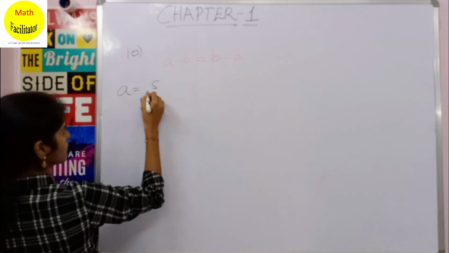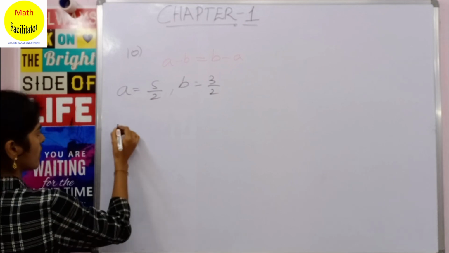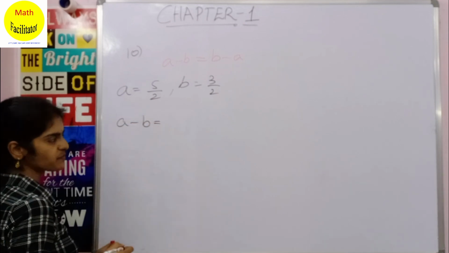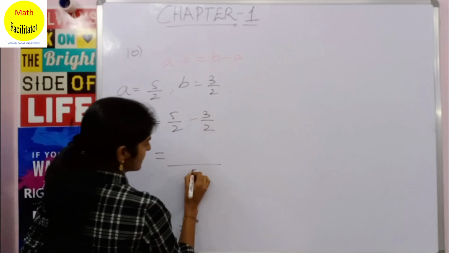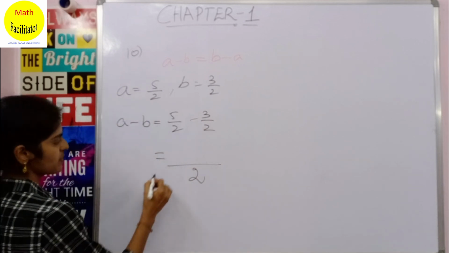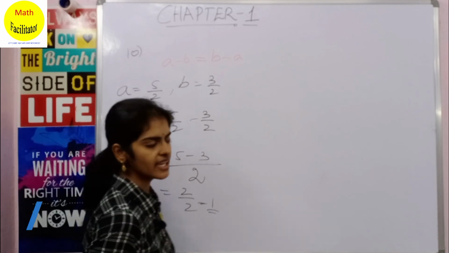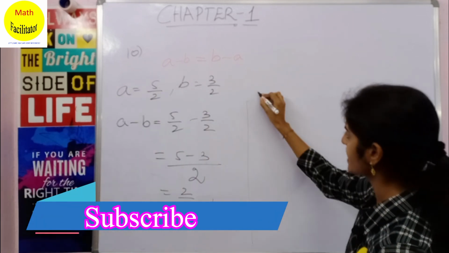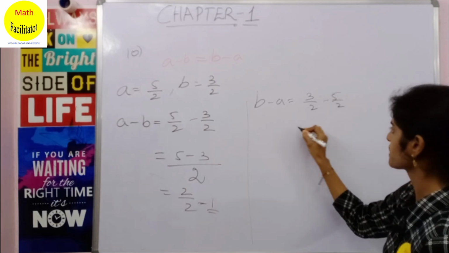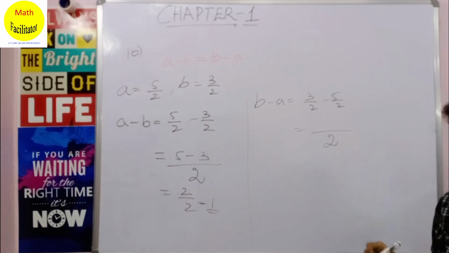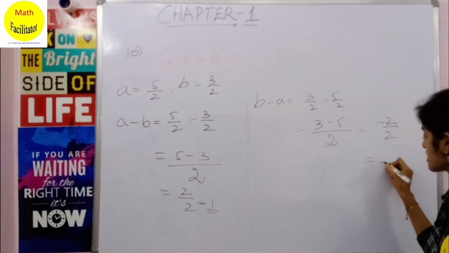Let a = 5/2, b = 3/2. Now what is a − b, the LHS part? It is nothing but 5/2 minus 3/2. They are like fractions, so you can directly take the LCM. It is 5 minus 3, so it is 2/2, the answer is 1. Now let us take b − a. b − a is nothing but 3/2 minus 5/2. Since they are like fractions, LCM directly you can take. So it is 3 minus 5, so it is −2/2, which is −1.